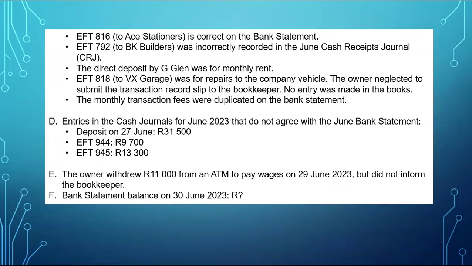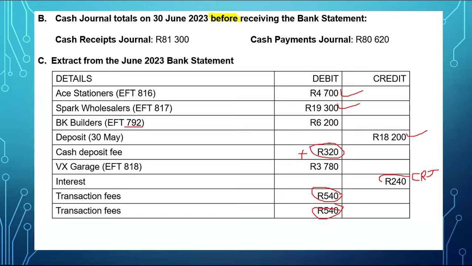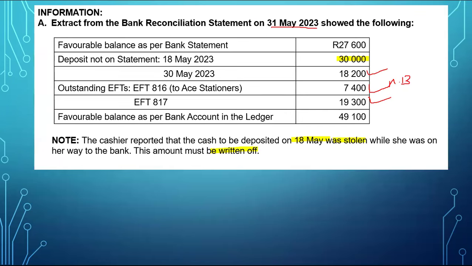It says EFT 816 to ACE is correct in the bank statement. Oh, basically, this EFT here, it is correct. So this one is the correct one. Okay, double tick it. And the one that we recorded was incorrect. So that one is wrong.